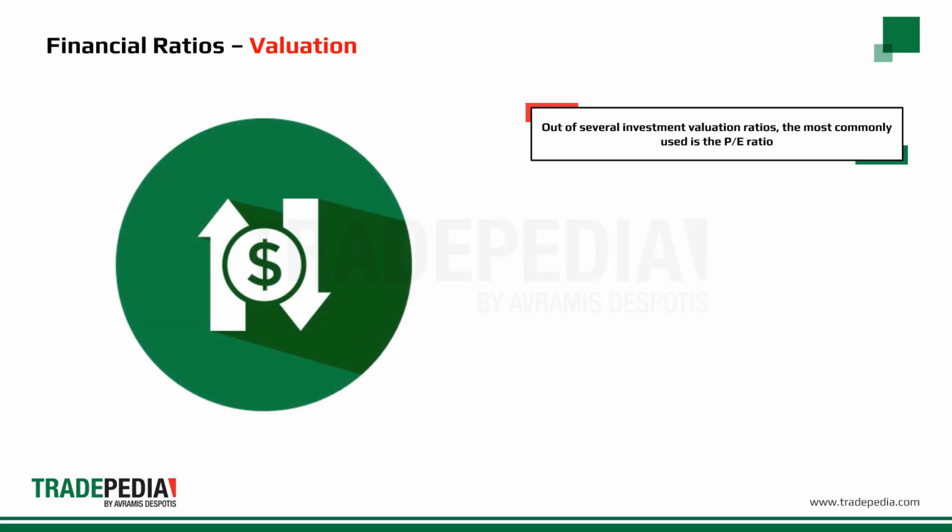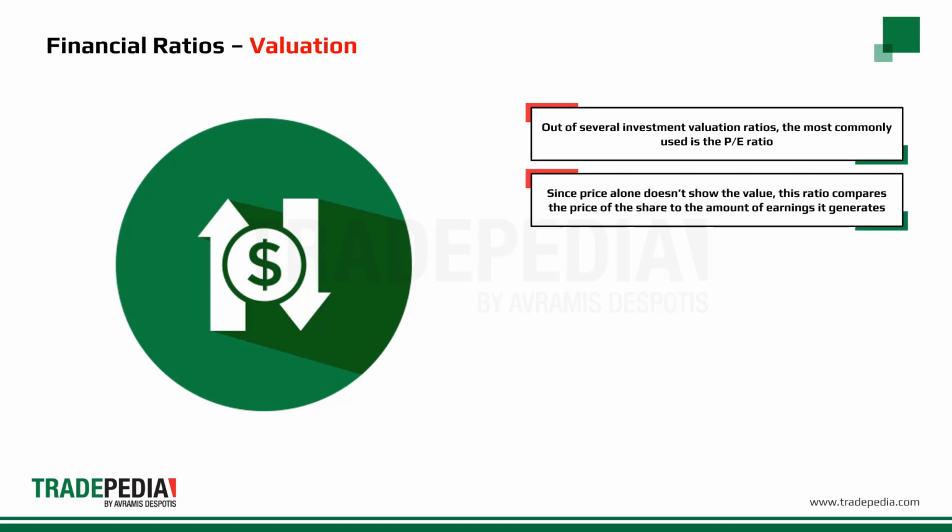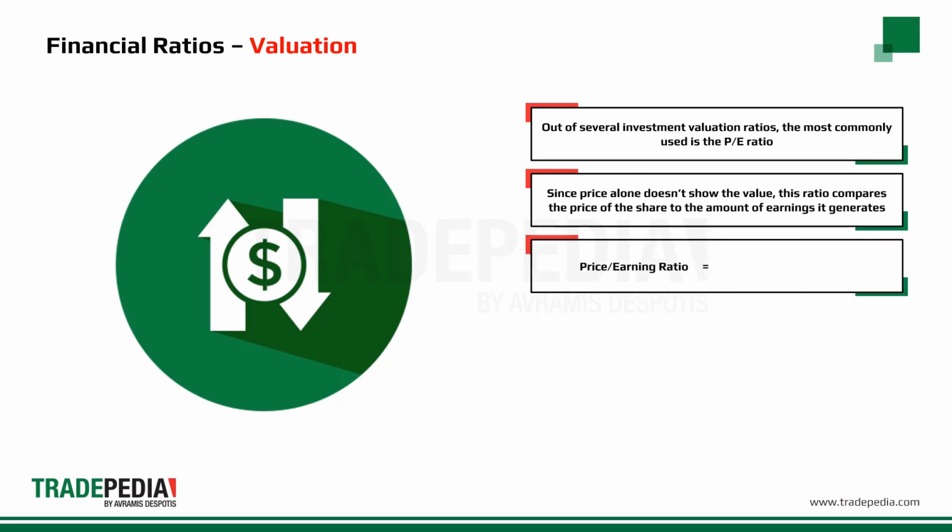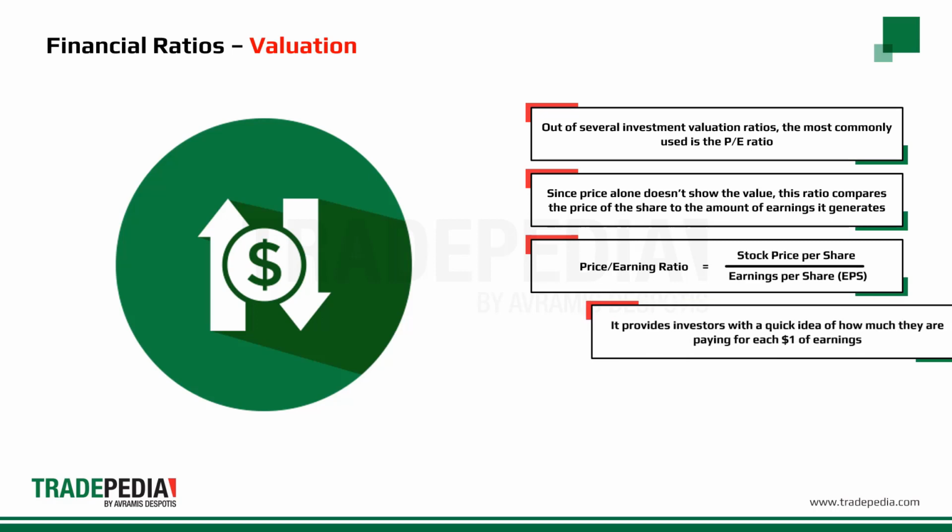On the valuation side, out of several investment valuation ratios, the most commonly used is the P to E ratio. Since the price alone doesn't show the value, this ratio compares the price of the company's share to the amount of earnings it generates. This ratio is calculated by dividing the price per share by the earnings generated per share. It provides investors with a quick idea of how much they are paying for each $1 of earnings.